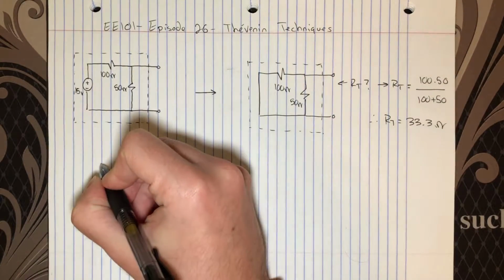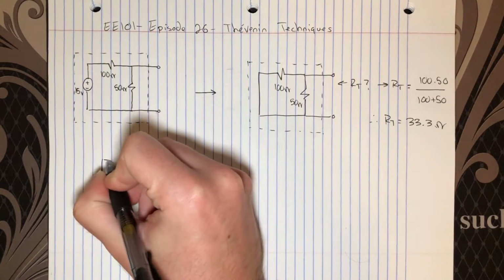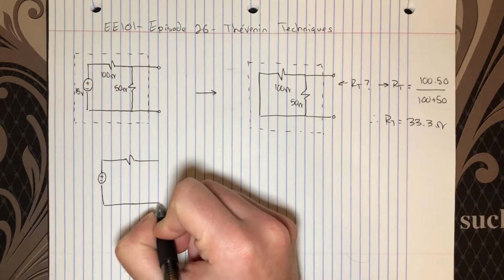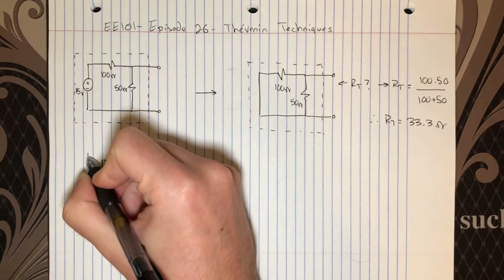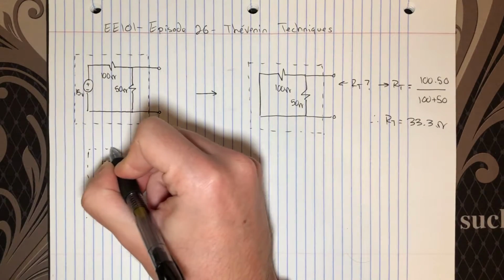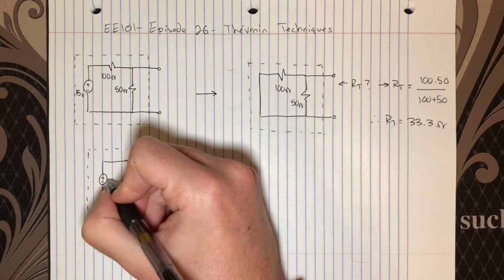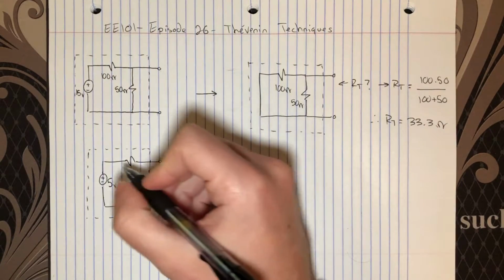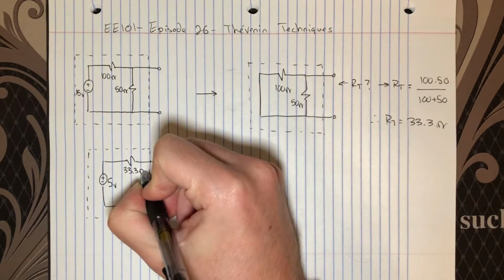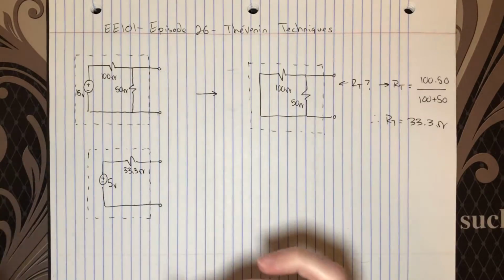So I'll just quickly draw out the final Thévenin equivalent circuit, and if you recall, this is the same result that we got in the last video, finding this model through slightly different methods, but it's the same model. This is a 5-volt source in series with a 33.3 ohm resistor. This is our Thévenin equivalent circuit.